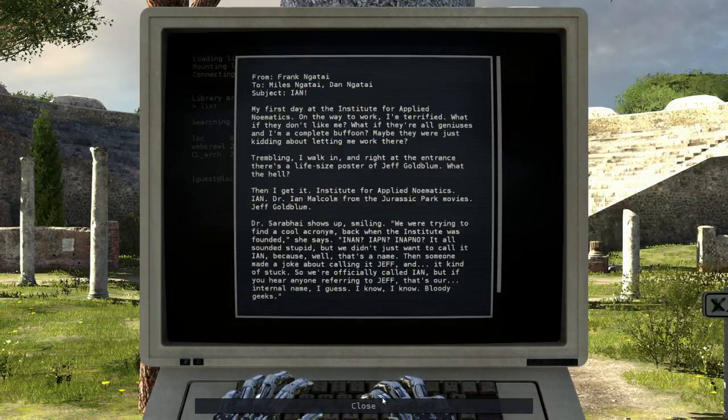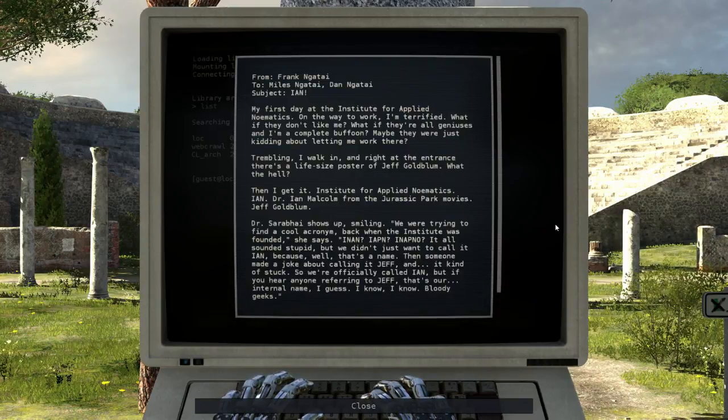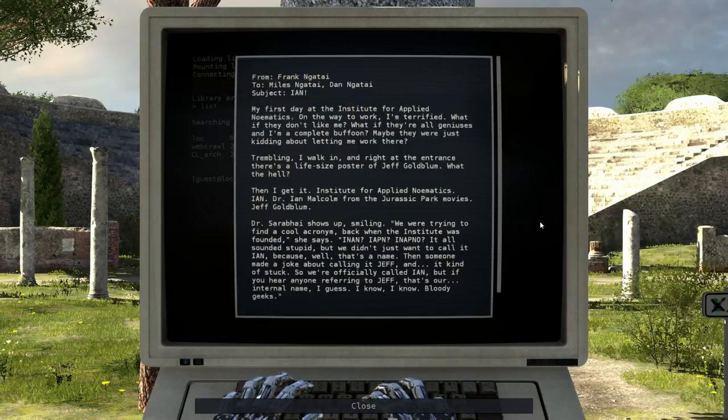Trembling, I walk in, and right at the entrance, there's a life-size poster of Jeff Goldblum. What the hell? Then I get it. The Institute for Applied Nomadics. Ian. Dr. Ian Malcolm from Jurassic Park movies. Jeff Goldblum. Dr. Sarab, hi. Shows up smiling. We were trying to find a cool acronym back when the Institute was founded. She says Inan, IAPN, Inapno. All of that sounded stupid because we just wanted to call it Ian because, well, that's a name. And someone made the joke about calling it Jeff, and it kind of stuck, so we were officially called Ian. But if you hear anyone referring to Jeff, that's our internal name, I guess.